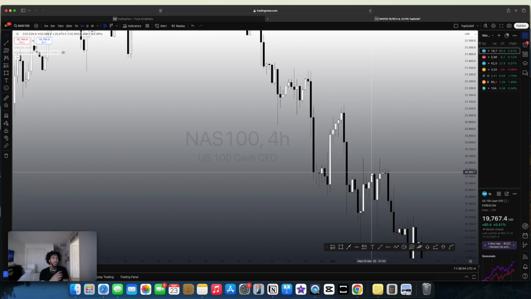But until they reach the points, the either poles of the structure, then you can't really say that this is a higher low or that this is a lower high.